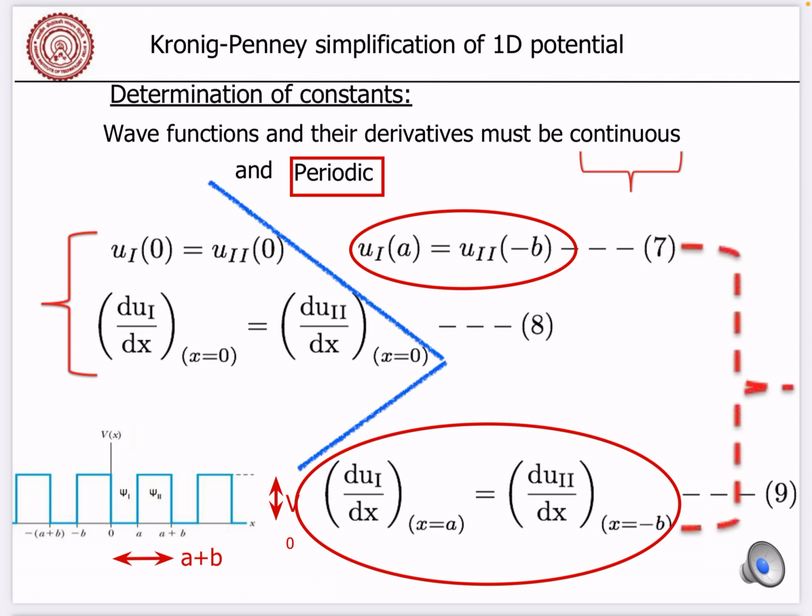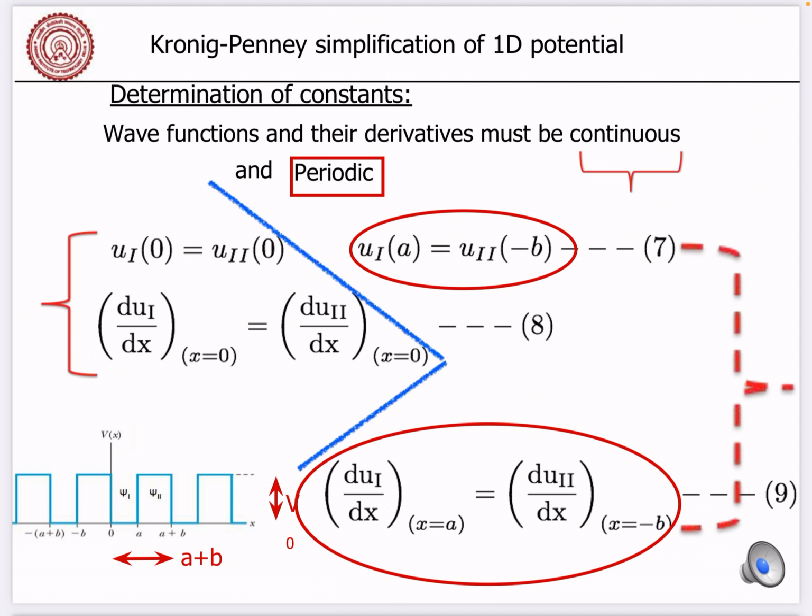So this has to be continuous, and therefore also the derivative must be continuous. So du1/dx at x equal to 0 must be equal to du2/dx at x equal to 0, right. This is the condition for the continuity of the wave functions, and also the wave function has to be periodic.